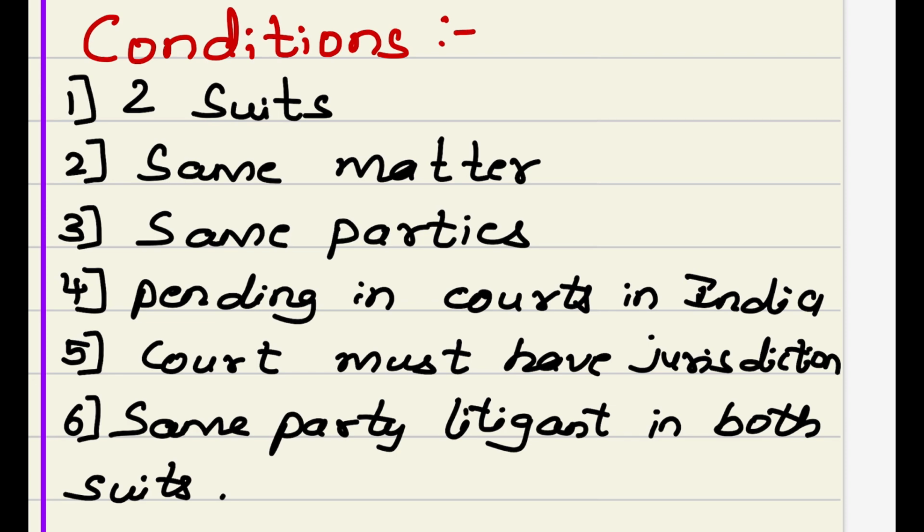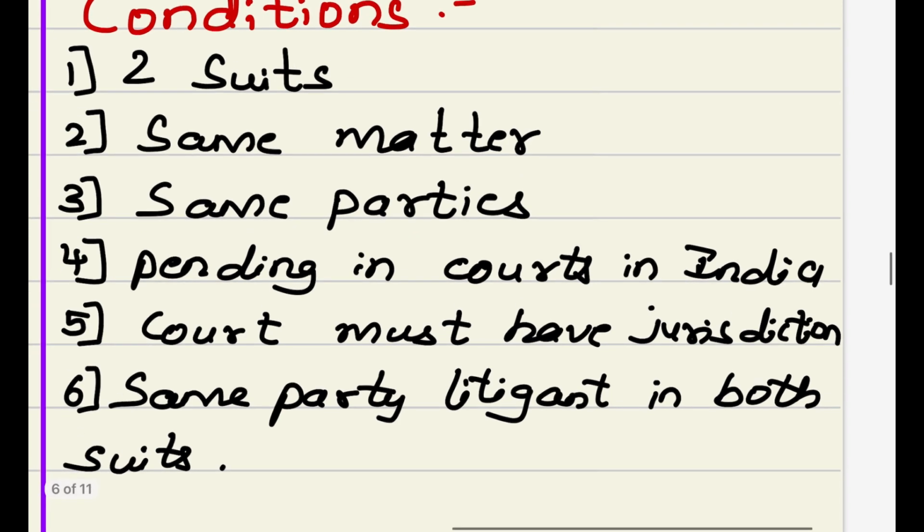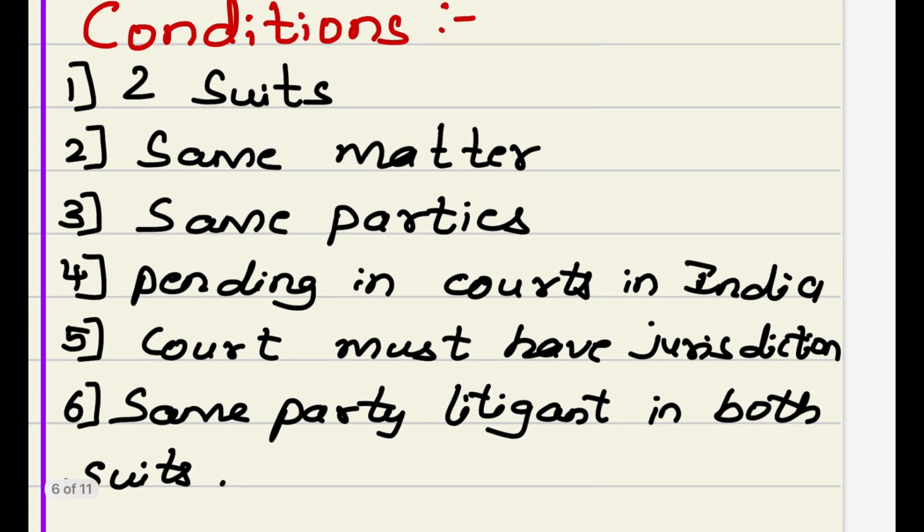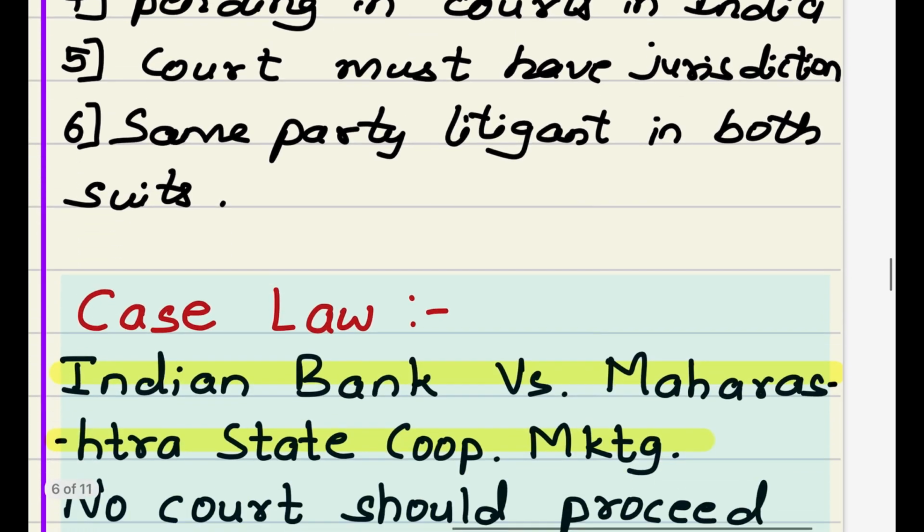That is, the plaintiff has already filed a suit in a court and is trying to file the same suit in another court. On the same subject matter he is trying to file, and the parties in both the suits are the same. The defendant and plaintiff are both the same. Then it is pending in the courts in India. So the case is pending in a court which is in India, and the court must have jurisdiction to try that suit, and the same parties are litigants in both suits. So if these conditions are satisfied, then res subjudice will attract, and the plaintiff will be prevented from filing a different suit in another court.